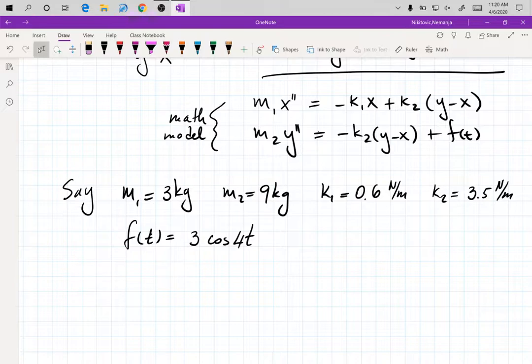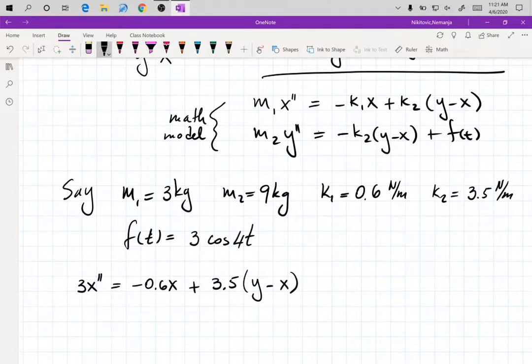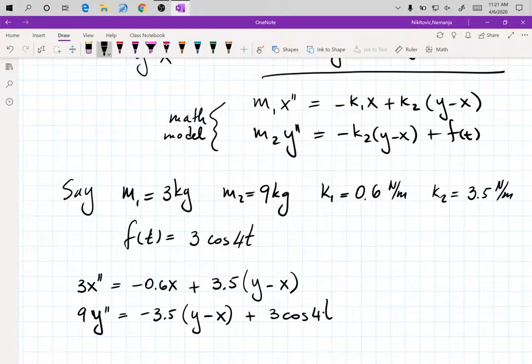You have your M1, so that's going to be 3x double prime is equal to negative K1, negative 0.6x, plus 3.5 times (y minus x), for the top equation. And the one on the bottom is 9y double prime is equal to negative 3.5 times (y minus x) plus, and we have this 3 cosine 4t.